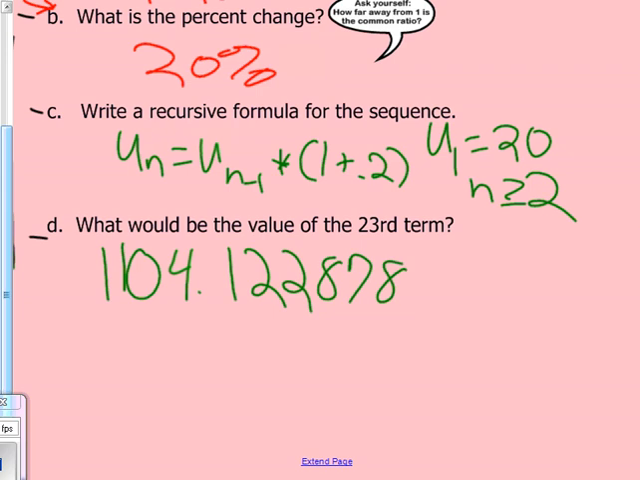122.878. Is that what everybody else got? If you look at this in the table, I believe the table chops it off right there. That is a little bit too close to round 2. You might get that wrong on a test. It's usually safest to actually plug that into your calculator and figure out what the actual 23rd term is.